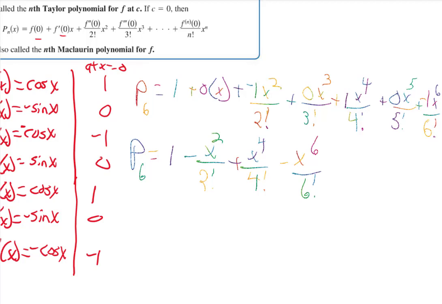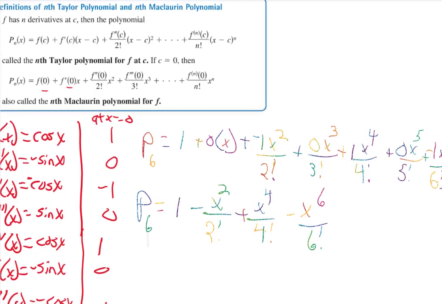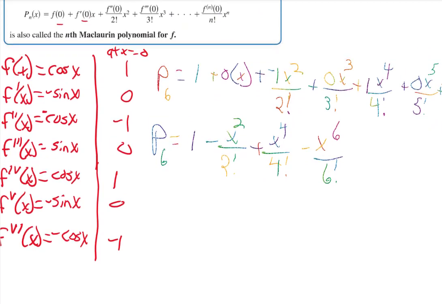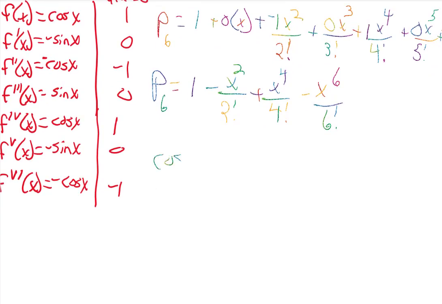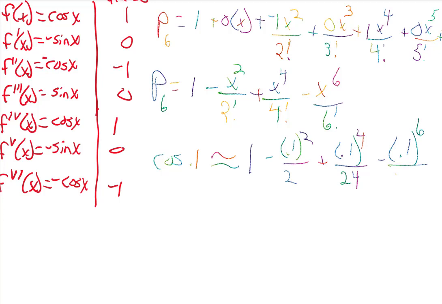So now if you go through and look at that, it's easy, and you also see that our denominator is getting larger and larger each time. Well, we were asked not only to find it, but then to approximate cosine at 0.1. So we can say that the cosine at 0.1 is approximately 1 minus 0.1 squared over 2 plus 0.1 to the 4th over 4 factorial, which is 24, minus 0.1 to the 6th over 720. That's what 6 factorial is.